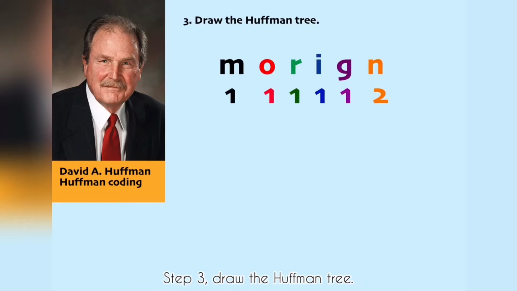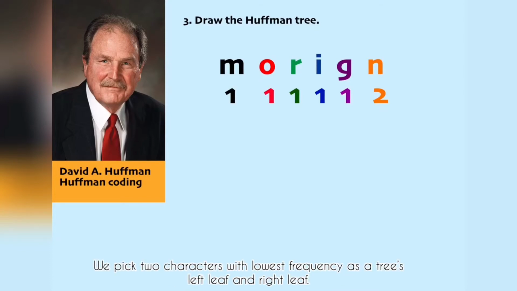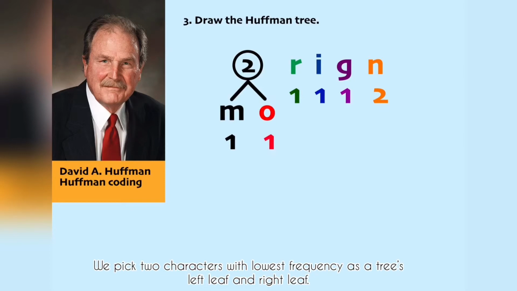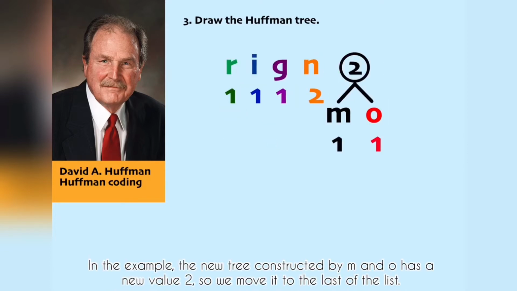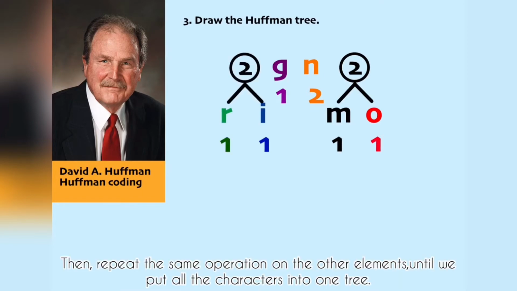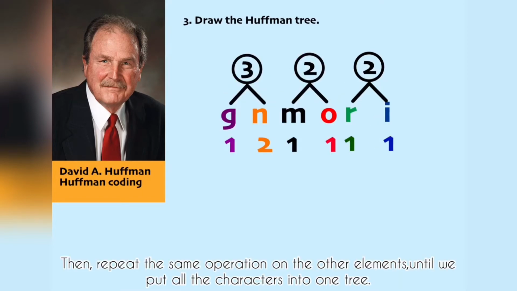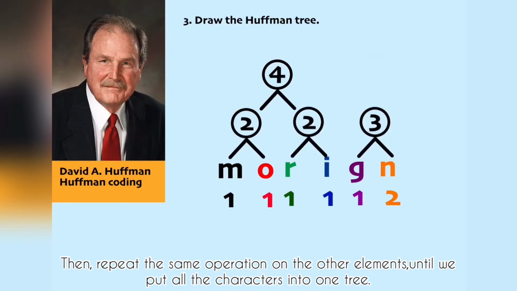Step 3. Draw the Huffman tree. We pick 2 characters with the lowest frequency as a tree's left leaf and right leaf. Pay attention, every time after creating a new tree, we need to sort the new tree and other elements again. In the example, the new tree constructed by M and O has a new value too, so we move it to the last of the list. Then repeat the same operation on the other elements until we put all the characters into one tree.